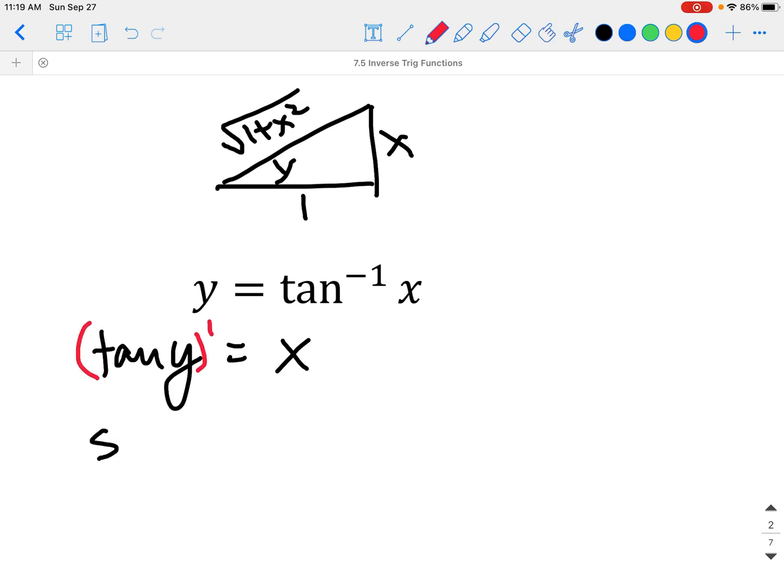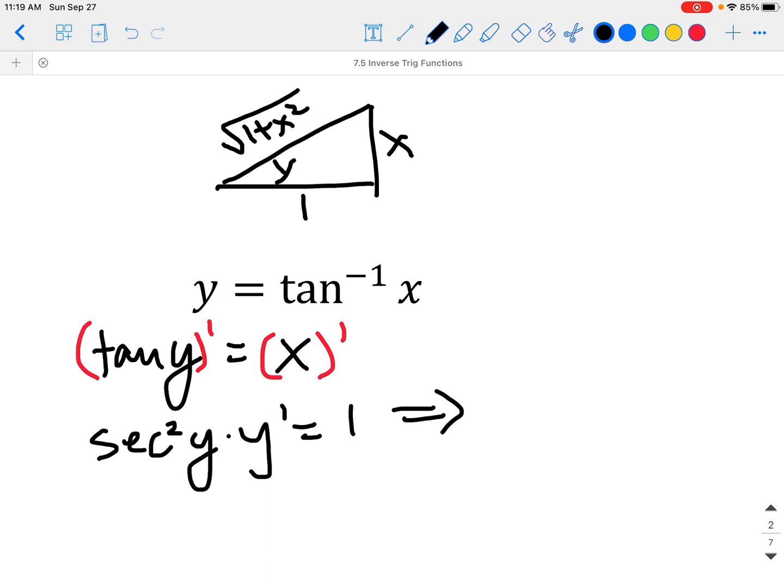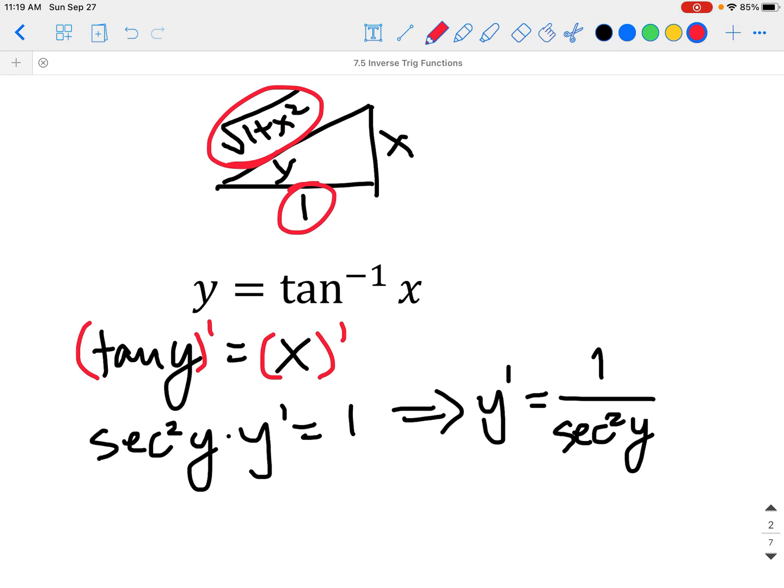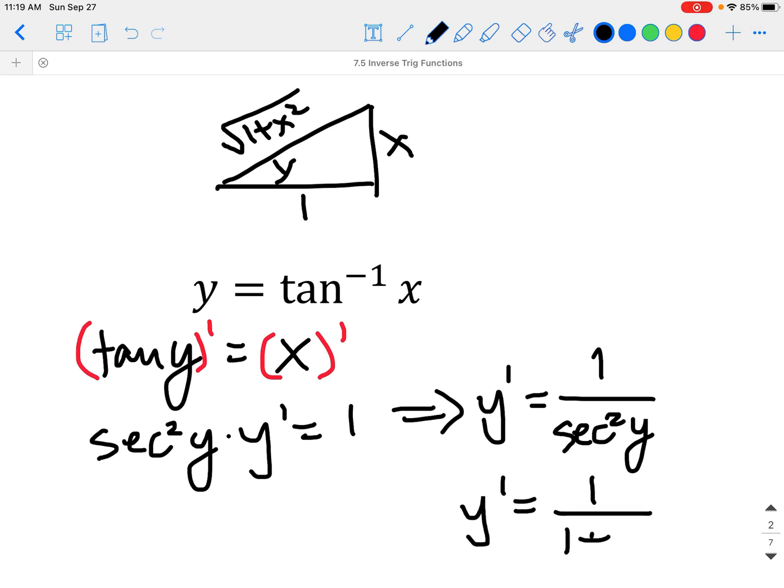Differentiating with respect to x, we'll get secant squared y times y prime is equal to 1, which means that y prime is equal to 1 over secant squared y. But secant squared is going to be hypotenuse over adjacent, so it's just rad 1 plus x squared, but we're squaring that quantity itself. So y prime is equal to 1 over 1 plus x squared.